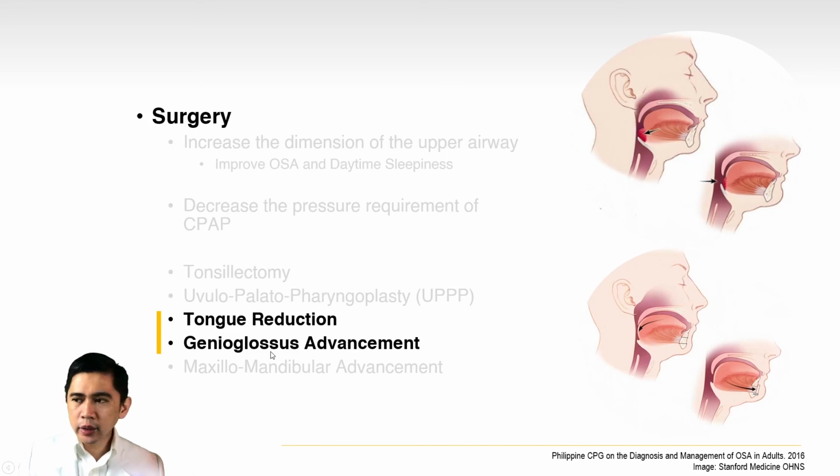And another technique of moving the tongue forward is what we call the genioglossus advancement. So this is the genioglossus. The insertion of the genioglossus is pushed forward. So this is the bone. You open it up, then place it a little bit forward. If you can see here, it is placed forward. If you place it forward, the tongue also moves forward.